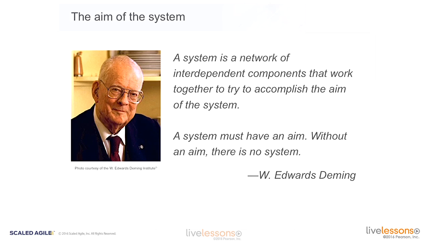Again, we go to our mentor, Edwards Deming, and he notes that a system is a network of interdependent components that work together to try to accomplish the aim of the system. A system must have an aim. Without an aim, there is no system.